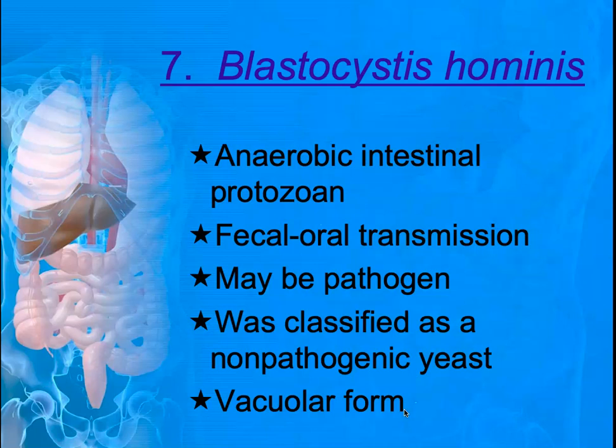What's also confusing is that this organism has several different forms in its life cycle. There is an amoeboid form, a granular form, a vacuolar form, and a cyst form. So it exists as four different life cycle stages. The only one we're going to learn is the vacuolar form, and that's the one we would see in the lab.